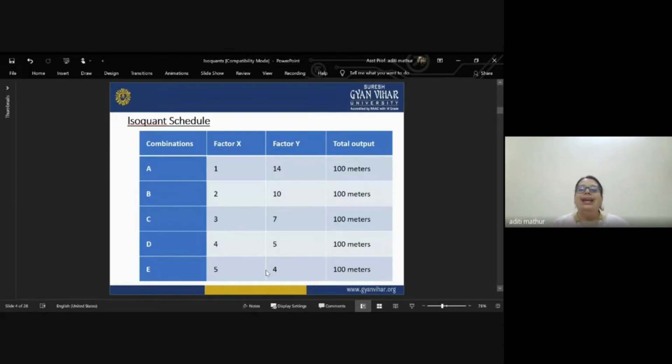But the cost factor is to be taken into consideration. So that cost part, let it be right now. We will understand it in the upcoming slides. But for right now, the producer is in an indifferent position. He is in a state of dilemma about which to choose and which not to choose, because the output is the same.